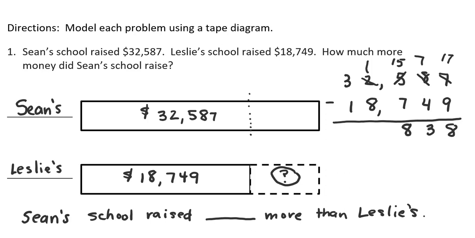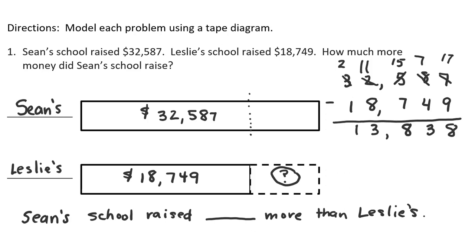In my thousands place, I have 1 minus 8. Can't do that yet. I need more thousands. So I'll take one of my 10 thousands, decompose that into 10 thousands, and add that to the one I already have, which gives me 11. 11 minus 8 is 3. And finally, 2 minus 1 is 1.